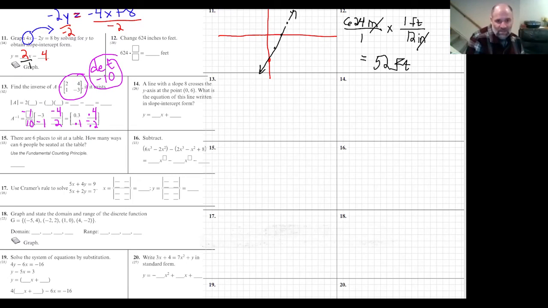All right, a line with a slope of 8 crosses the y-axis at 0, 6. So the y-intercept is 6.